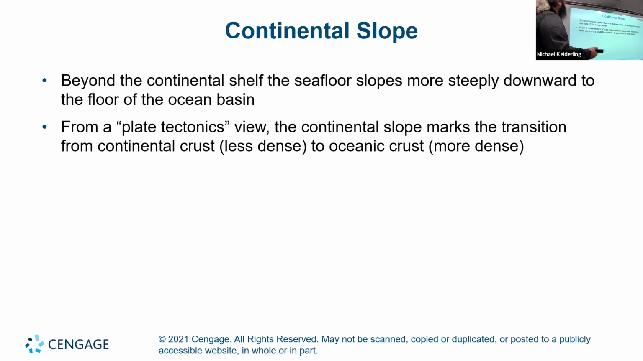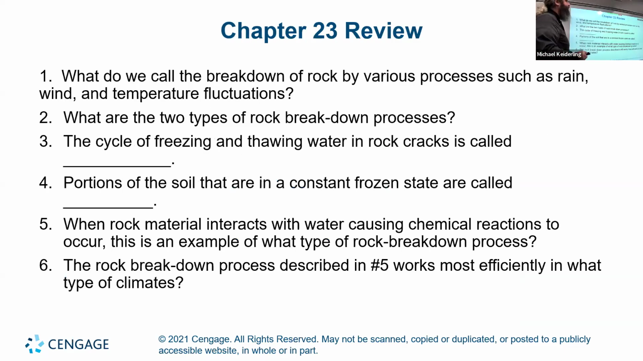Beyond the continental shelf, the seafloor slopes more steeply downwards to the floor of the ocean basin. From a plate tectonics view, this continental slope marks the transition from continental crust that's less dense to oceanic crust that's more dense. So let's go through a review of chapter 23, and then we'll be done for the day.